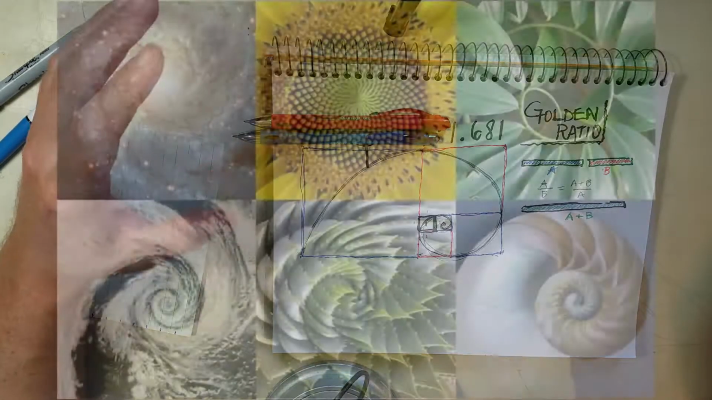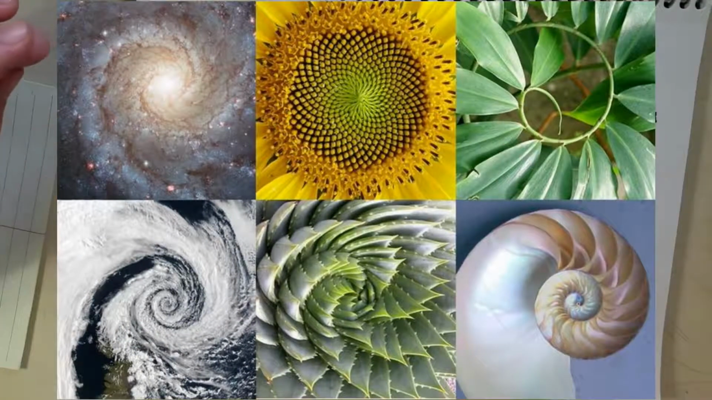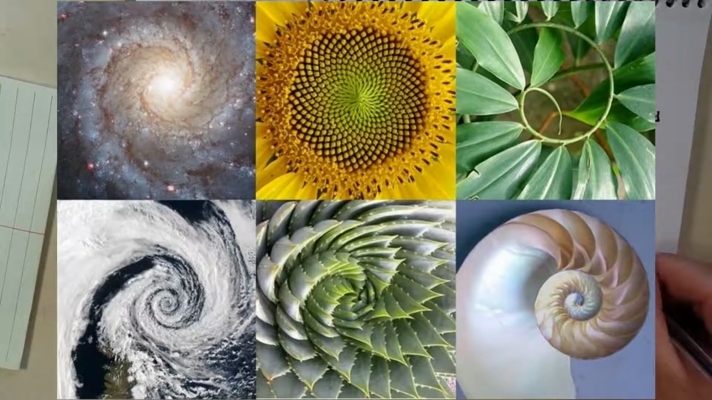So this actually appears, maybe I'll add a picture right here of ferns, flowers, seashells. The list goes on. Snail shells, obviously. And we have hurricanes, Milky Way galaxies.